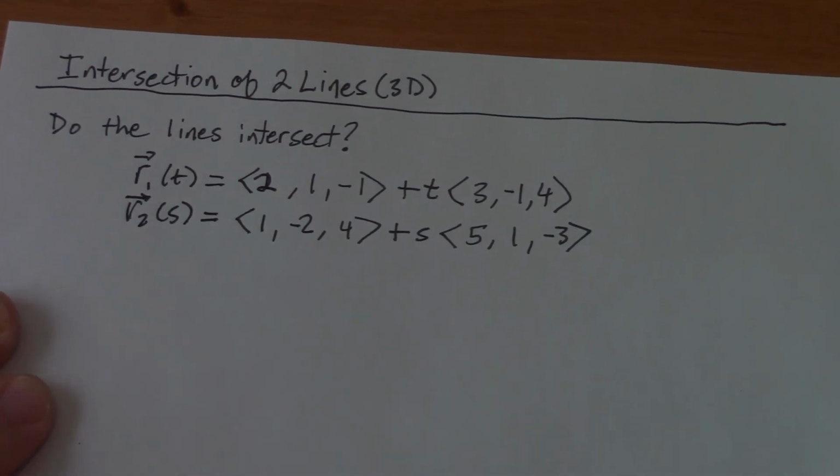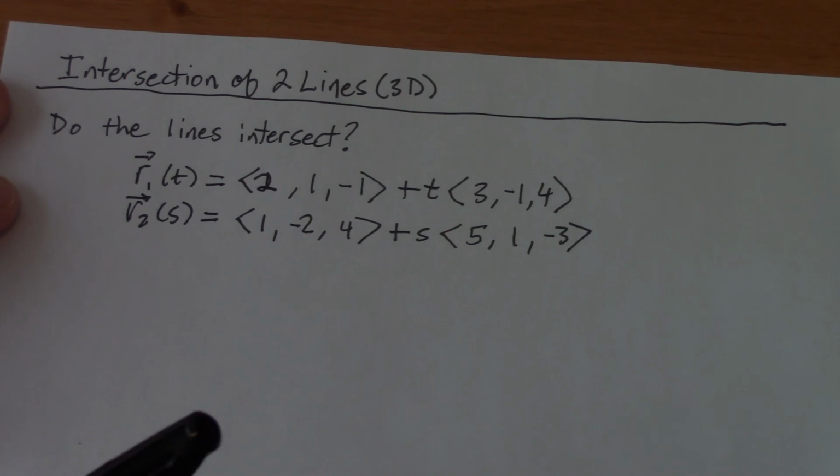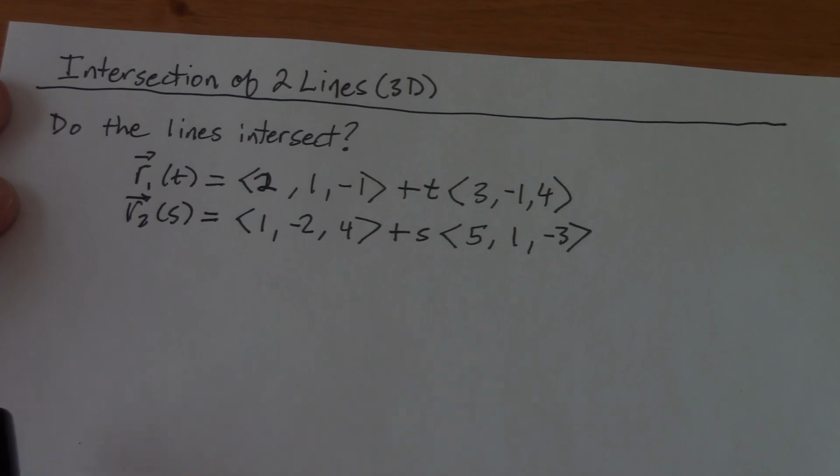Alright class, today in this video we're going to find the intersection of two lines in 3D. And when you're talking about 3D, there's several different situations. You can have the same line, you can have intersecting lines, you can have parallel lines, but you can also have skew lines. So that's one extra possibility that you don't have in 2D.